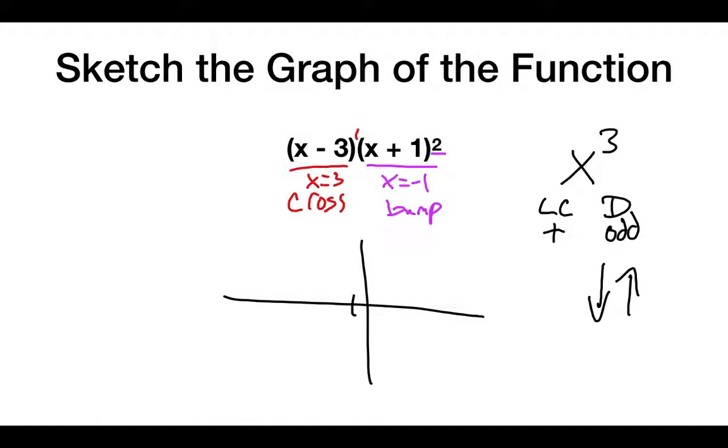Here we go, at -1 there is a bump, and at +3 there is a cross. So down, up. And there we go.